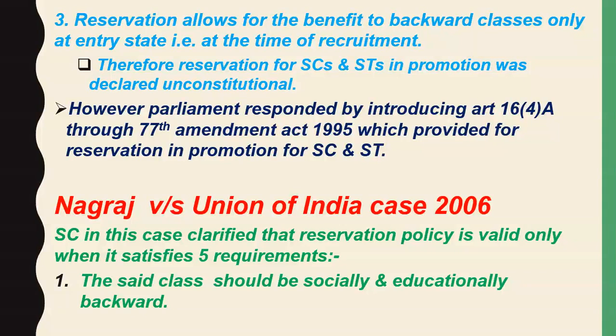So the Supreme Court ordered that reservation for SC and ST in promotion is unconstitutional. So what did Parliament do? Parliament amended the Constitution and wrote in it that the government now has the power to provide reservation to SC and ST in promotion. Okay, then friends, what happened later on? So the government started giving reservation to the members of the SC/ST community in promotion also.